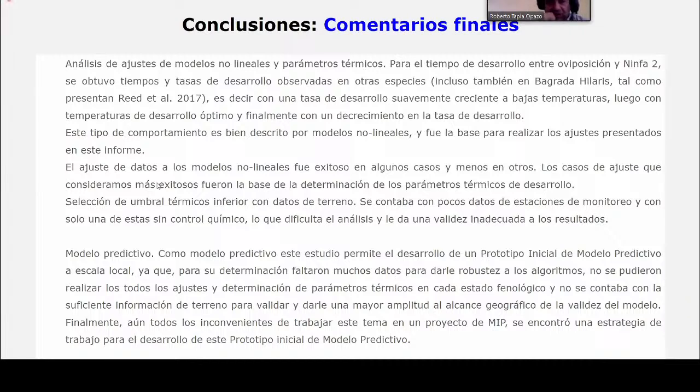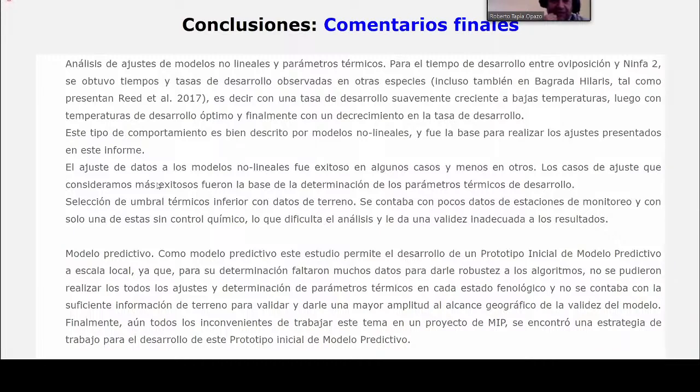The adjustment of data to nonlinear models was successful in some cases and not so much in others. Cases where we considered were most successful with adjustments were used to determine the temperature parameters in development. The selection of minimum temperatures was done with field data. We did not have many data on monitoring stations and just one of them without chemical control. So this made it more difficult for our analysis, and the results are not necessarily valid.